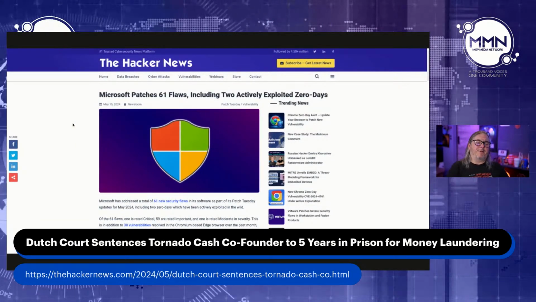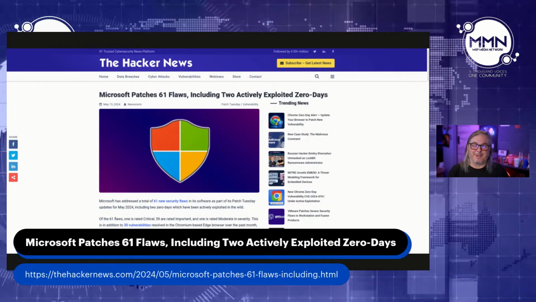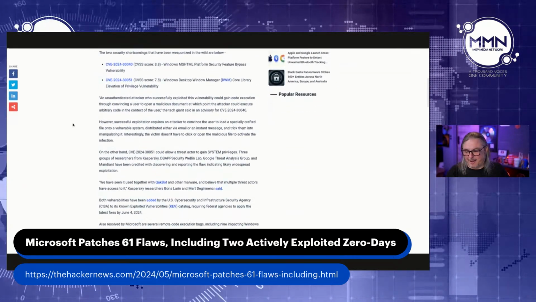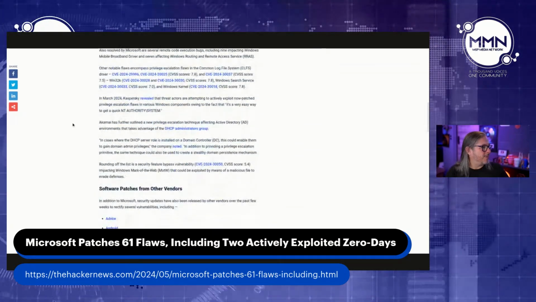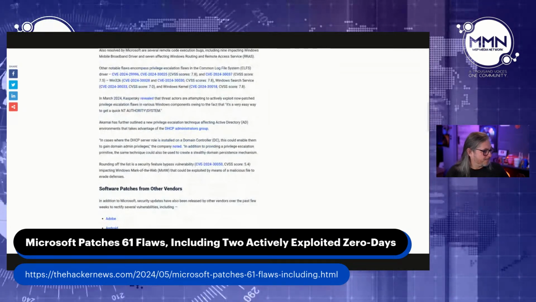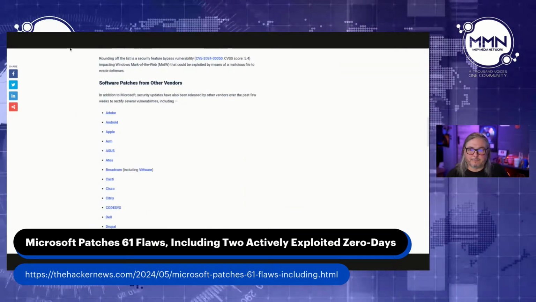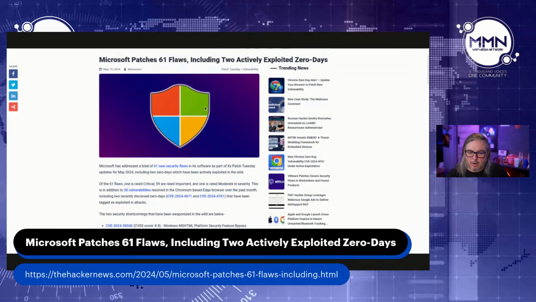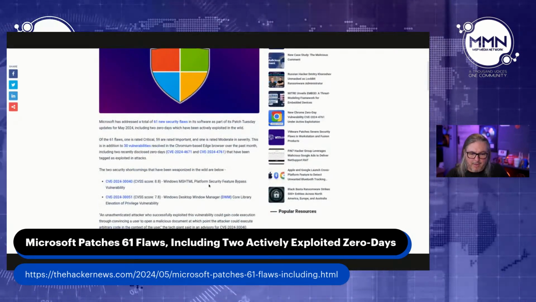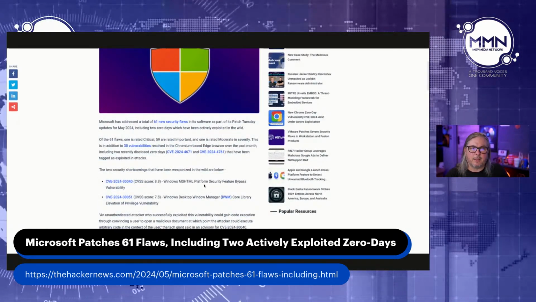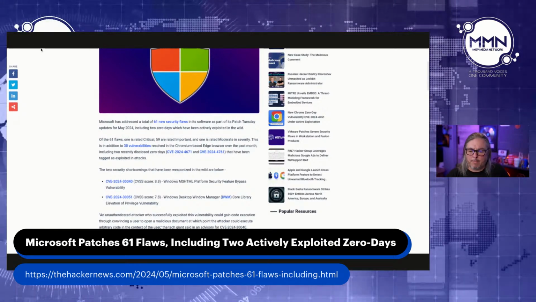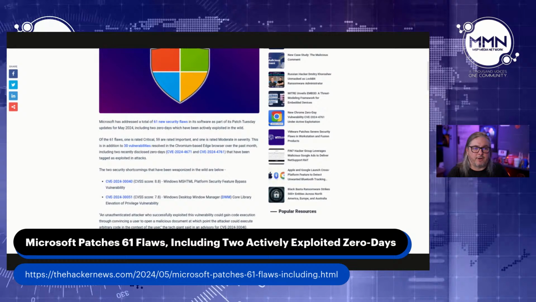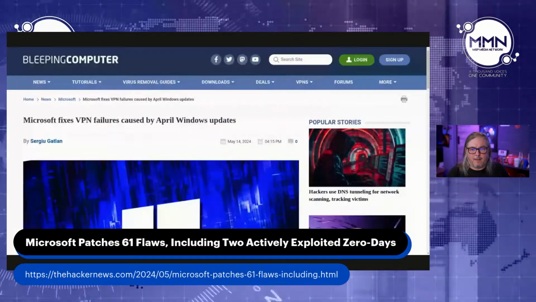Microsoft patches 61 flaws, including 2 actively exploited zero-days. Patch Tuesday is always going to be fun. I'm not going to cover these in depth, but there are quite a few here that I think are definitely some good patches. A couple of them are related to the platform security feature bypass, the Mark of the Web, I believe is what Microsoft calls that. And that was found under active exploitation.